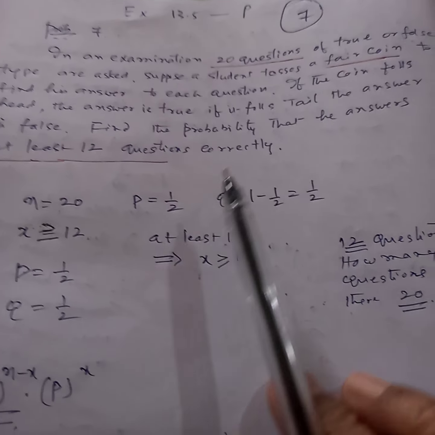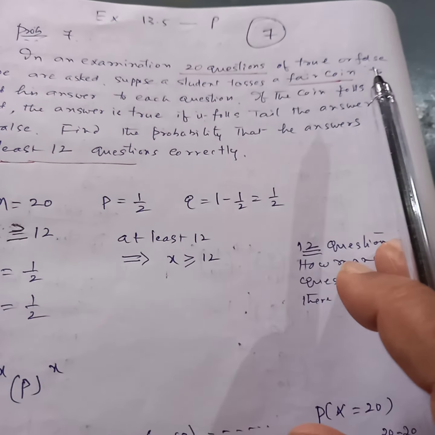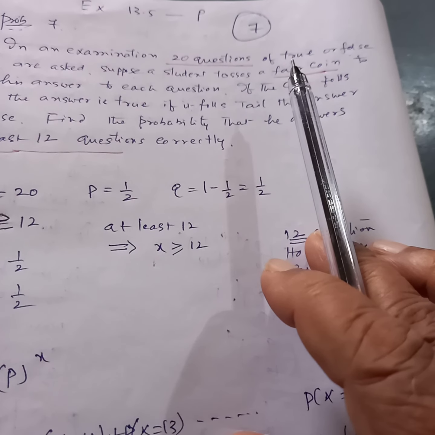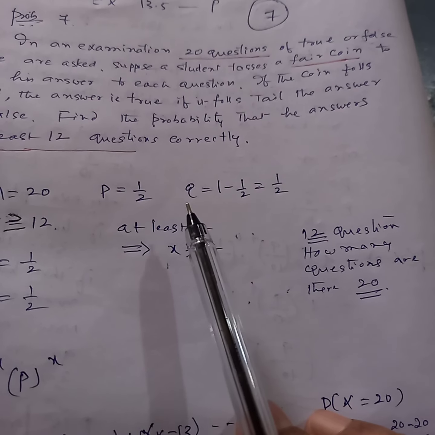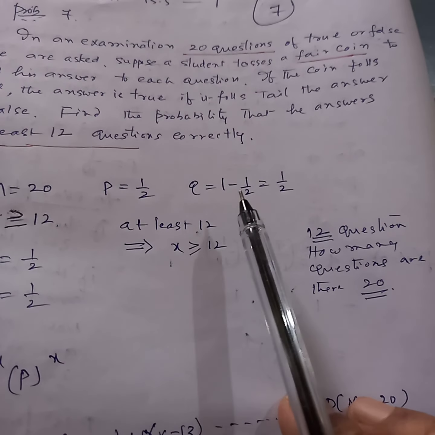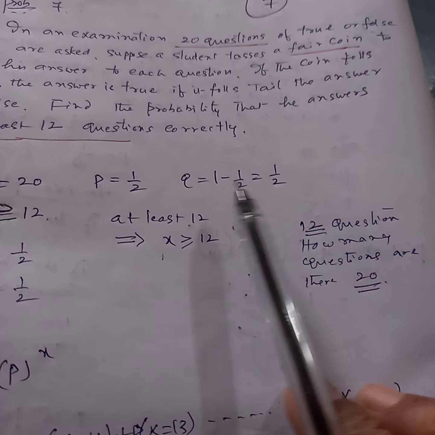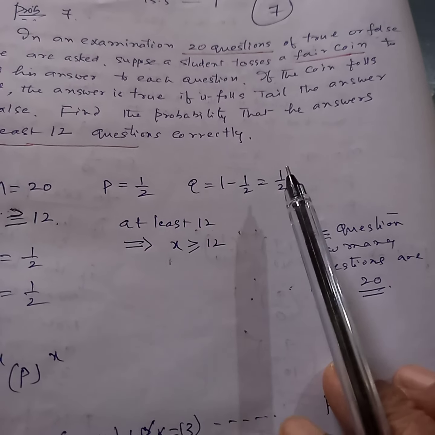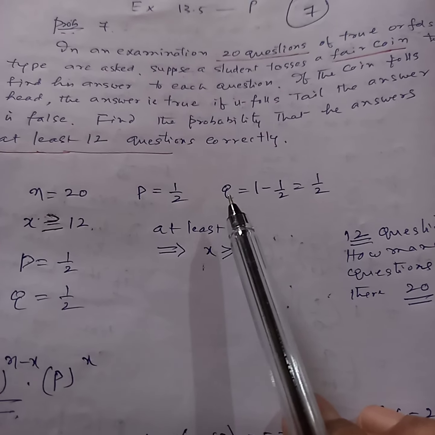Now p is half because it's a true or false type question. So the answer can be true or it can be false. Only two possibilities. Out of two possibilities, one is favorable. So p is equal to half. q is also 1 minus half, that is half. It can be true or it can be false, so the possibility of this being not true is also half. So we get the values n, p, q and x.